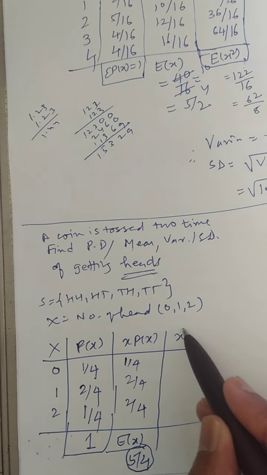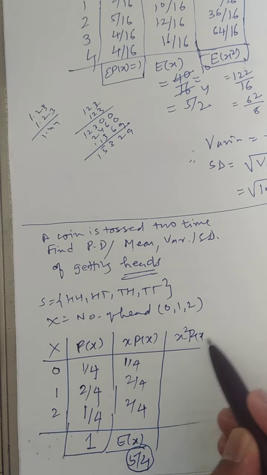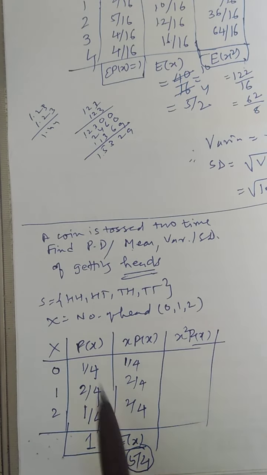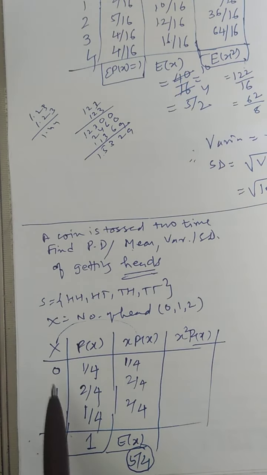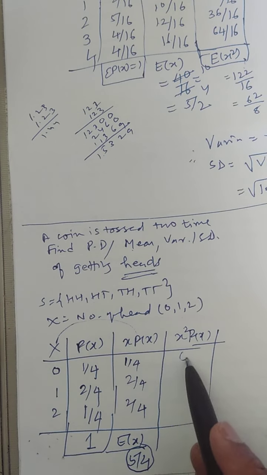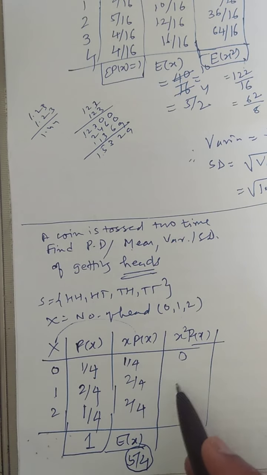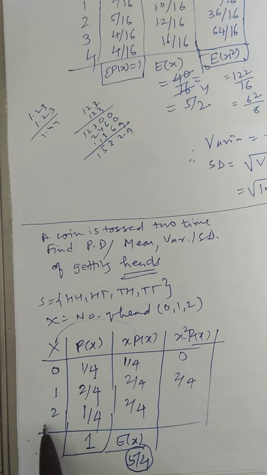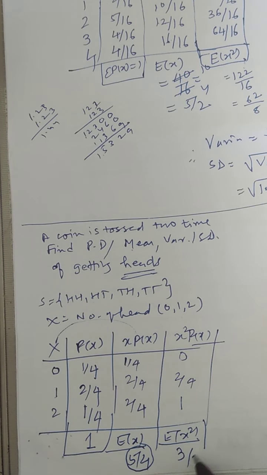How to get the variance? For that you have to create one more column, that is x square p of x. Now x square p of x can be obtained by multiplying these two. So if you multiply these two, you will get 0. If you multiply these two, you will get 2 by 4. If you multiply these two, you will be getting 1. It is 4 by 4 and it is nothing but 1. If you simplify, your answer for this case is nothing but 3 by 2. Now how to use these remarks and write the answer, that I am going to explain.